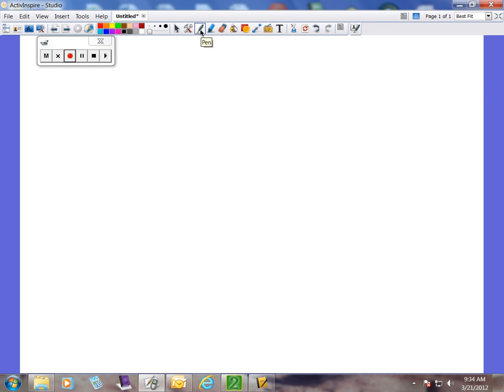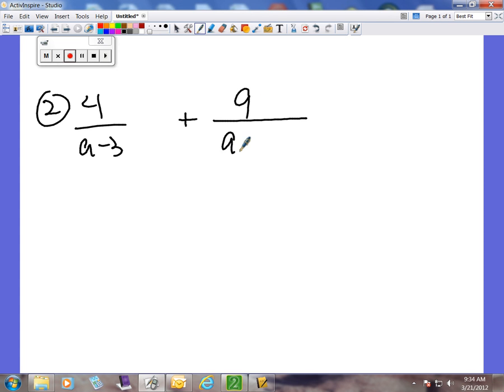Number 2, we have 4 over a minus 3 plus, and what's in the other one? Thank you. Now do this right away. What do we have up there in both denominators? Binomials. Do this right away. Anytime you see a binomial, put parentheses around it.